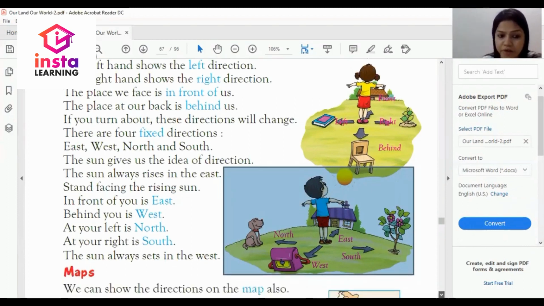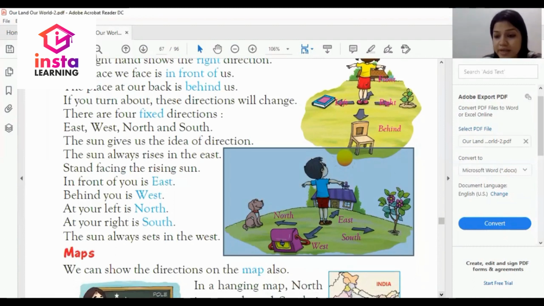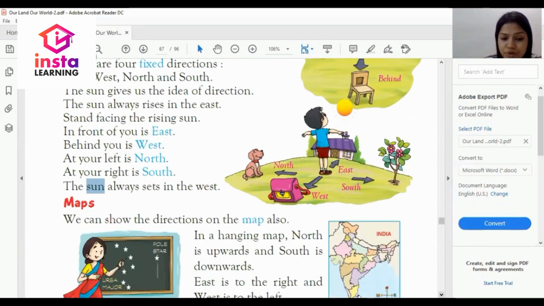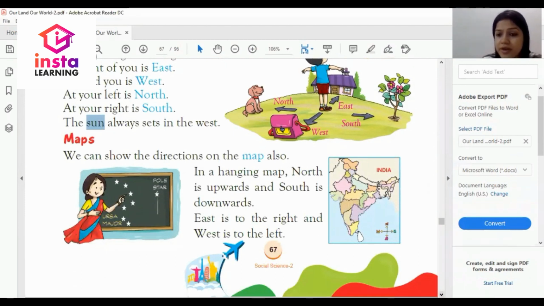As I have already told you, the sun always rises in the east. Again, this is a very important question. So you should know the sun always rises in the east. Stand facing the rising sun. So in front of you is east, as you can see on my screen. Behind you is west. At your left is north and at your right is south. Again, you should know, the sun always sets in the west.